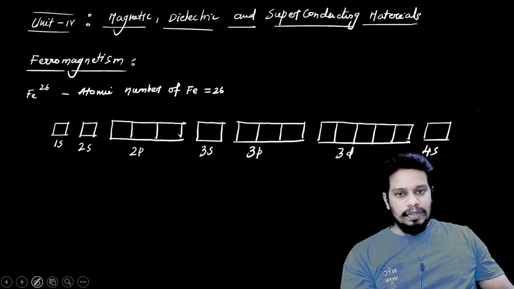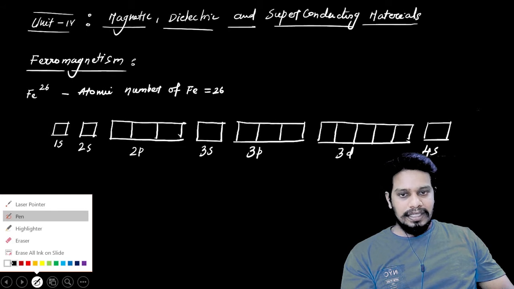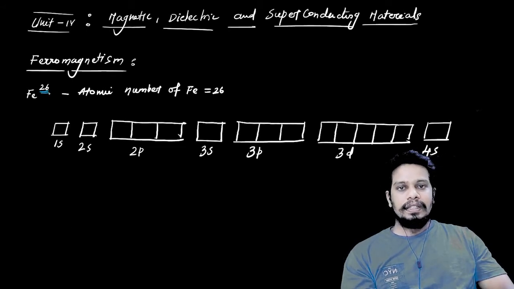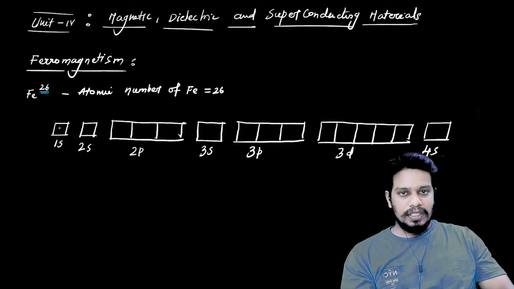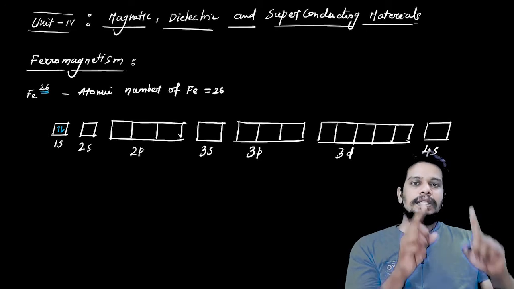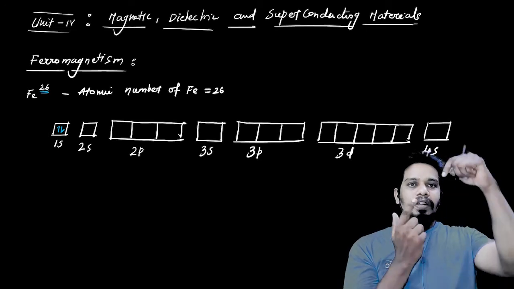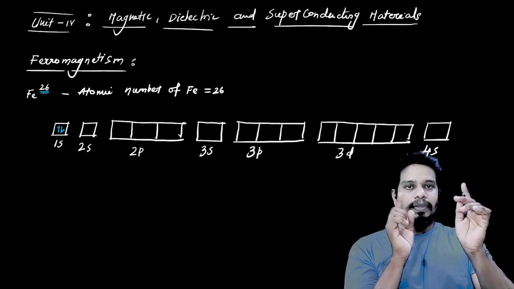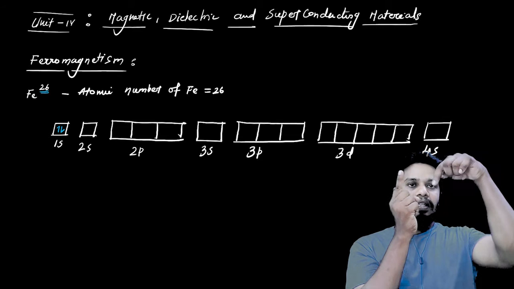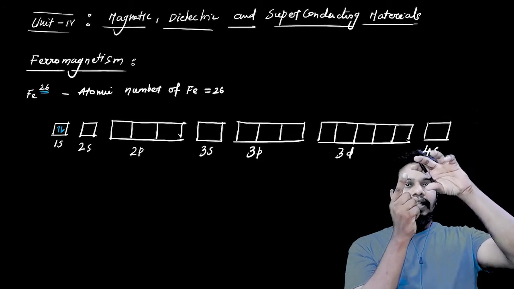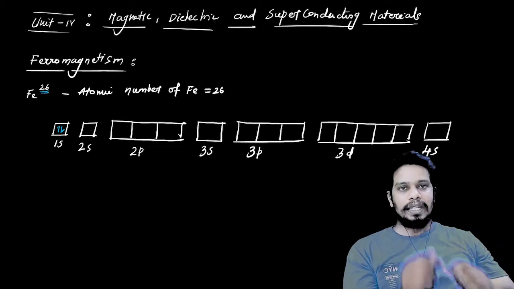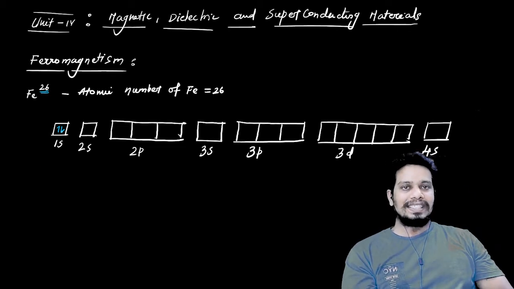Now, 26 is the atomic number of iron. First we fill 2 electrons, one is up spin, another one is down spin. So the 1s orbital is filled by paired electrons. The net magnetic moment is zero, because one spin is in the up direction and another is in the down direction. The equal and opposite dipole moments cancel each other. So there is zero magnetic contribution from the 1s orbital.